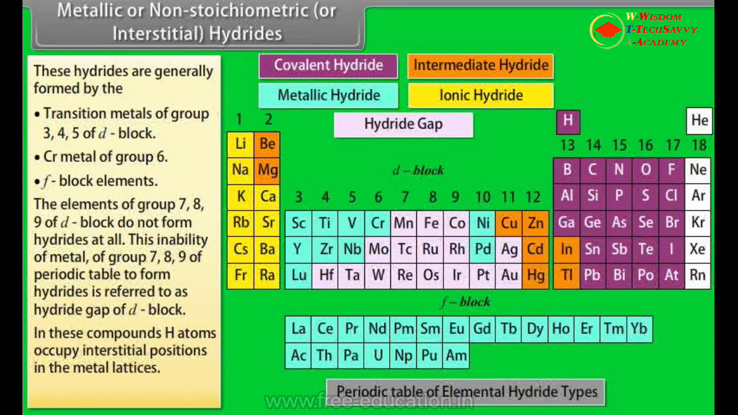In these compounds, H atoms occupy interstitial positions in the metal lattices. For example, ScH2, LaH2.87.